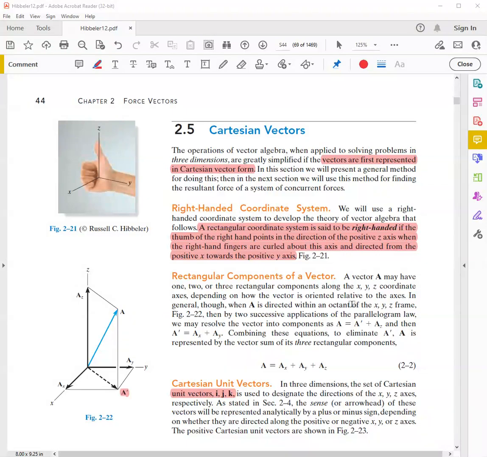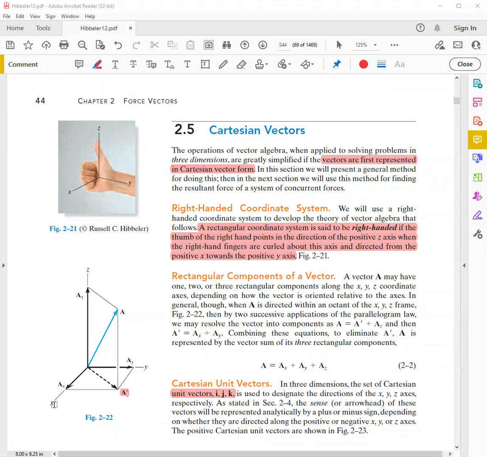Hello, I'm going to continue lecturing about Force Vector, Chapter 2, book by Hibbeler. And this section 2.5 is about three-dimensional vectors using Cartesian coordinates. So we're going to make use of XYZ frames that are right-handed.